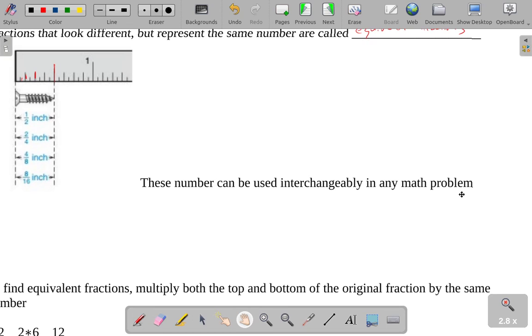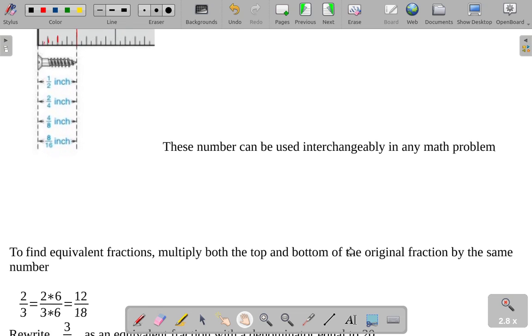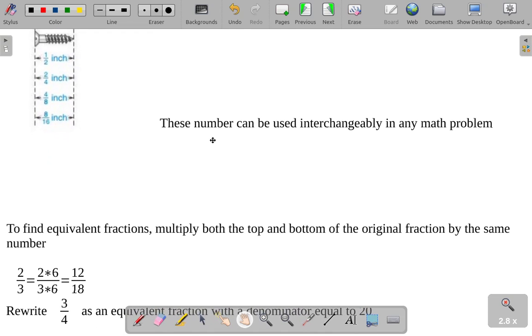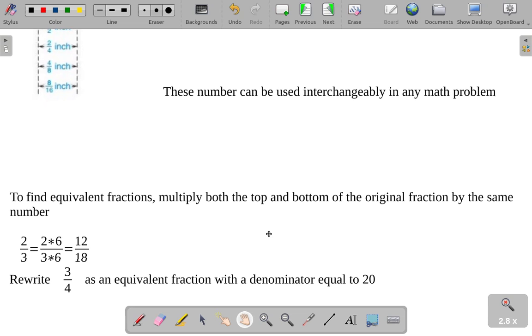And one of the nice things about equivalent fractions is we can just change between them whenever we'd like. If we have something written as 1/2 and we'd rather have it with a denominator of 8, we can just change it to 4/8. There's no requirement about when we can do that. We can just change it.